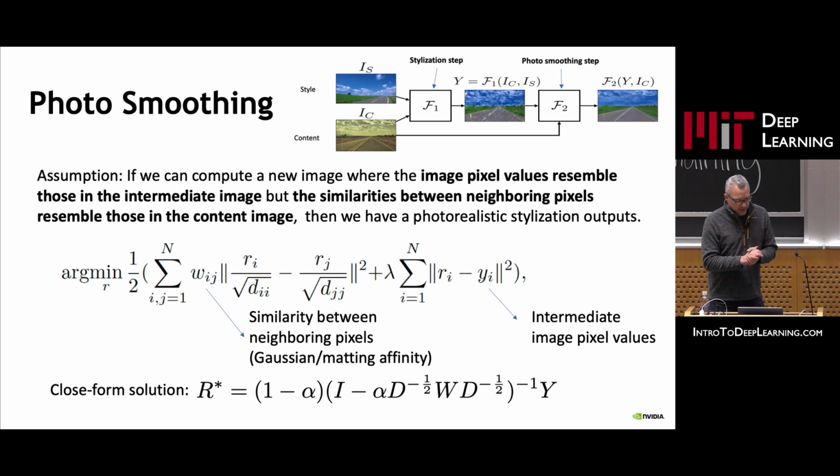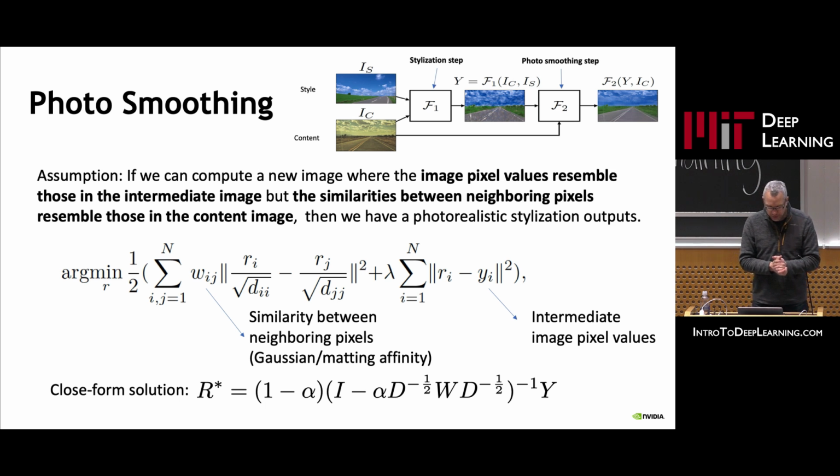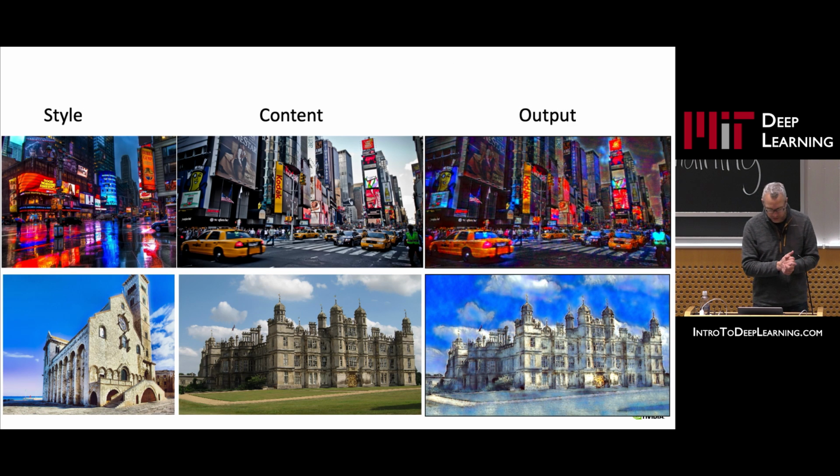What we say is that the pixel in the resulting image, neighboring pixels, the relationship should be similar to the original image of the style. Sorry, of the content. They shouldn't change all that much, right? It's okay to apply the style, but the relationship between neighboring pixels should still remain the same. And we just impose this through an optimization, which actually has a closed form solution. So really make sure that the similarity between neighboring pixels is the same between the image that we are creating and the original one.